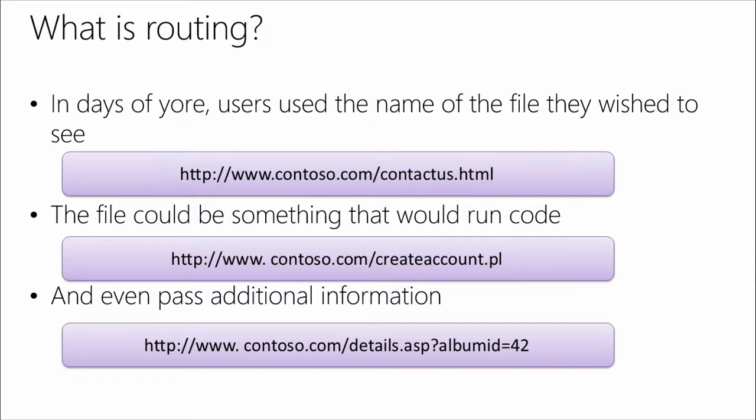So in the days of yore, when it was still things like Lynx and Netscape Navigator and all of those good old days, if you wanted to navigate to a particular page, save generally speaking for just whatever the root domain is, like www.microsoft.com, what you wound up doing was calling a specific file. So for example, you might go to http://www.contoso.com/contactus.html. And so that would go ahead and give you that static HTML file.